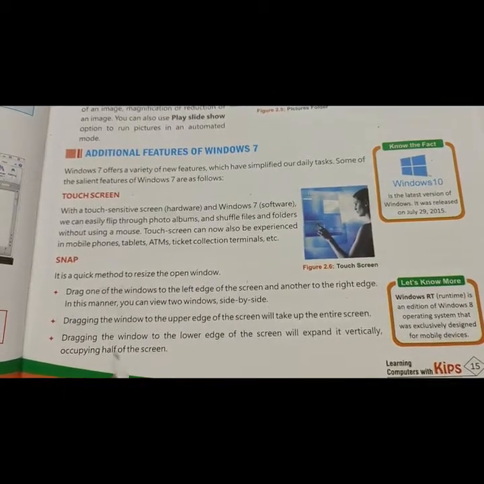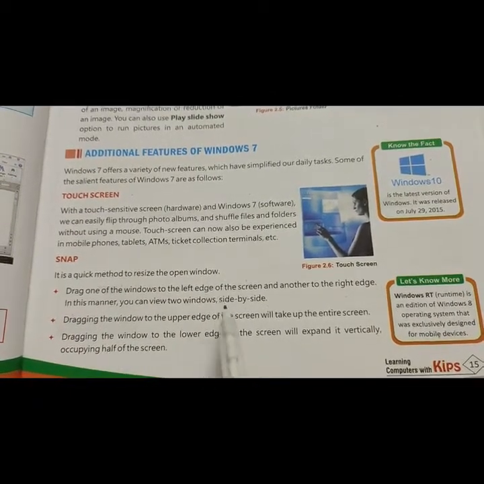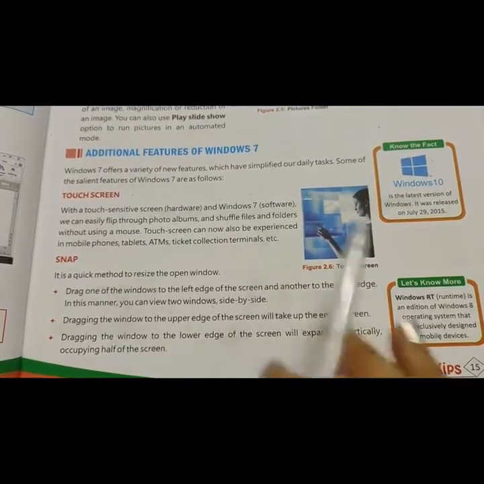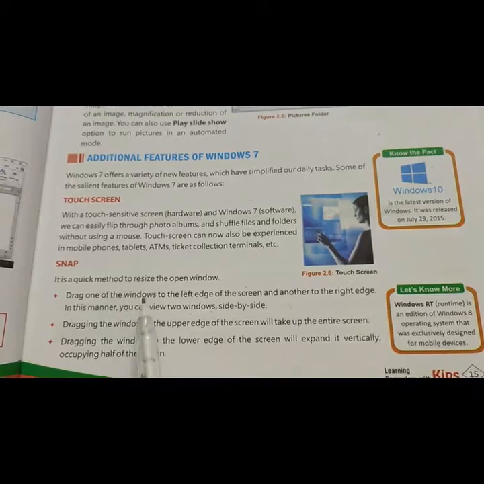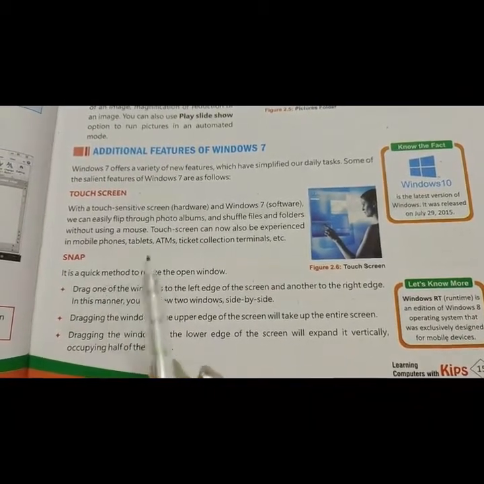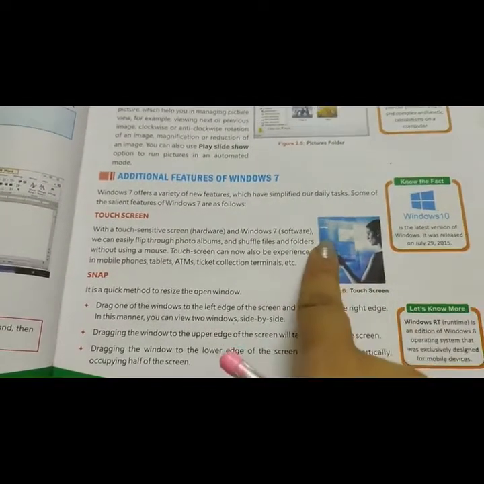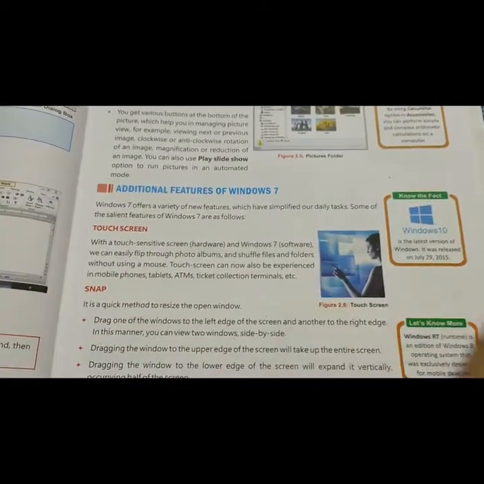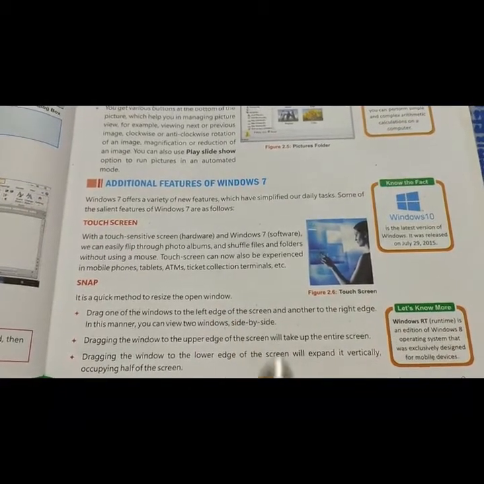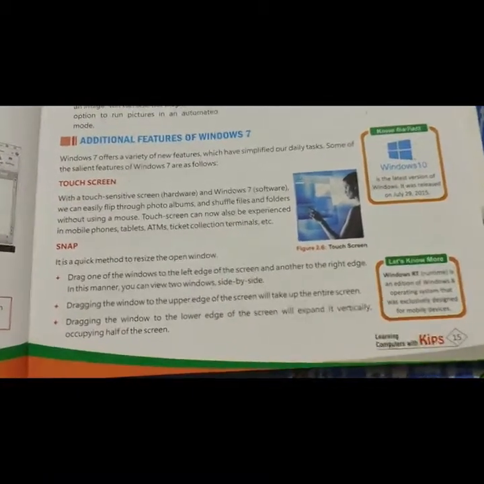With snap, you can see two windows at a time, side by side, left and right, by dragging one window to the left of the screen and another to the right of the screen. The two windows can then appear on the same page. So this is a snap.